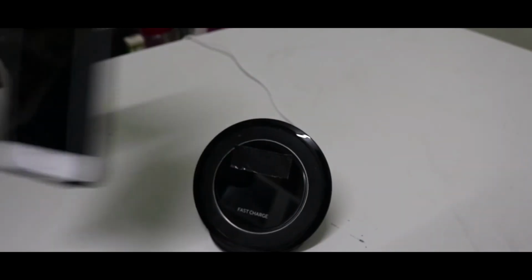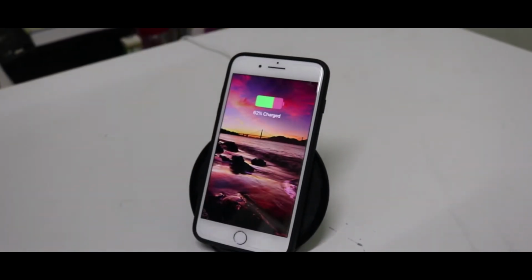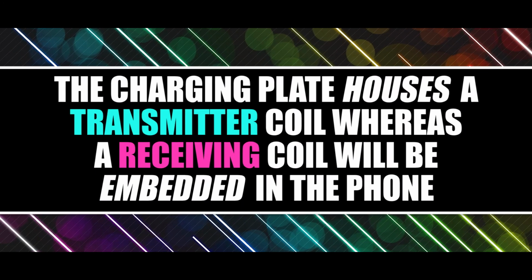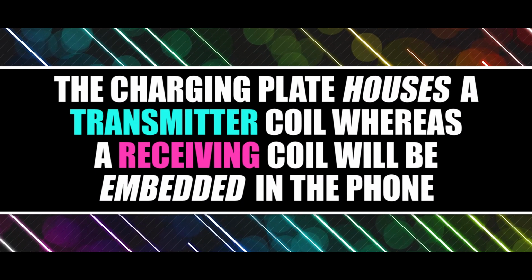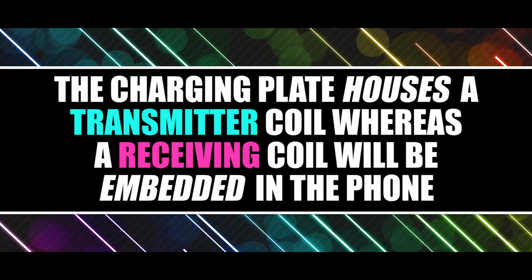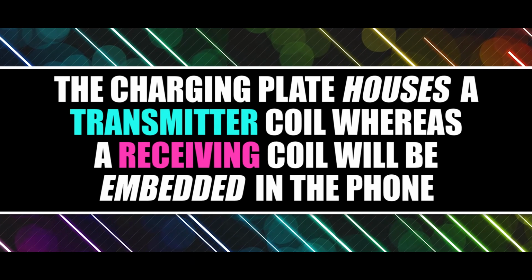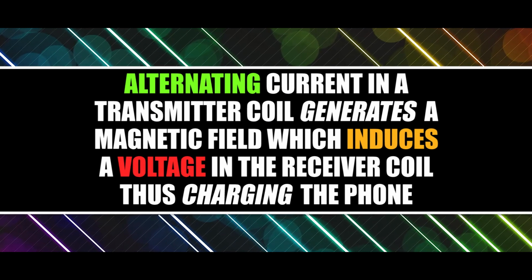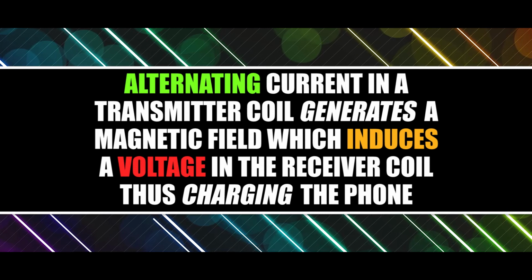An example of wireless charging would be our modern smartphones. To charge our phones, we place them on an AC powered charging plate where it will connect magnetically. The charging plate houses a transmitter coil, whereas a receiving coil will be embedded in the phone. Alternating current in the transmitter coil generates a magnetic field which induces a voltage in the receiver coil, thus charging the phone.